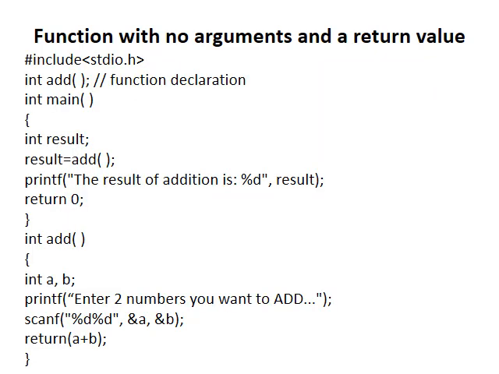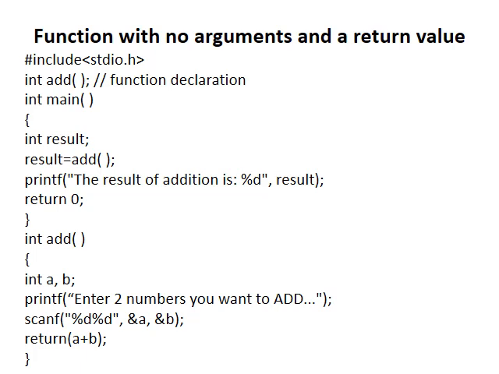Next, function with no argument and a return value. The example program, the same previous addition function to add the two numbers. I just did the modification here. Now int add, since the function returns a value, I mentioned the return type here as integer. Add is the name of the function. Since it does not take any argument, within the simple bracket there is nothing mentioned there.